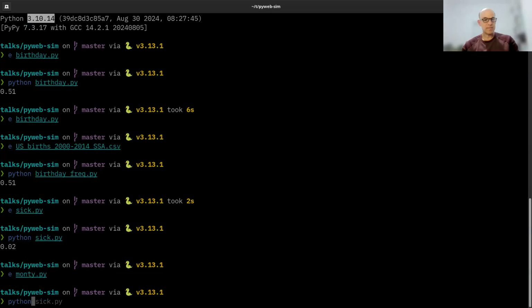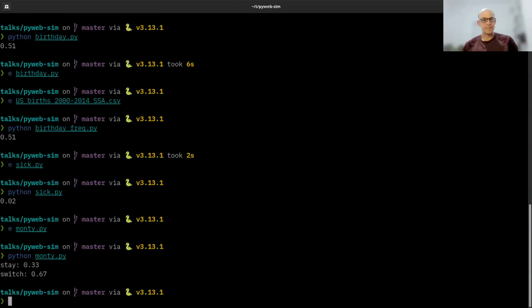Any guesses? Which strategy is better? So if you switch doors, you have twice as much chance of winning than staying. And this is really counterintuitive because why?